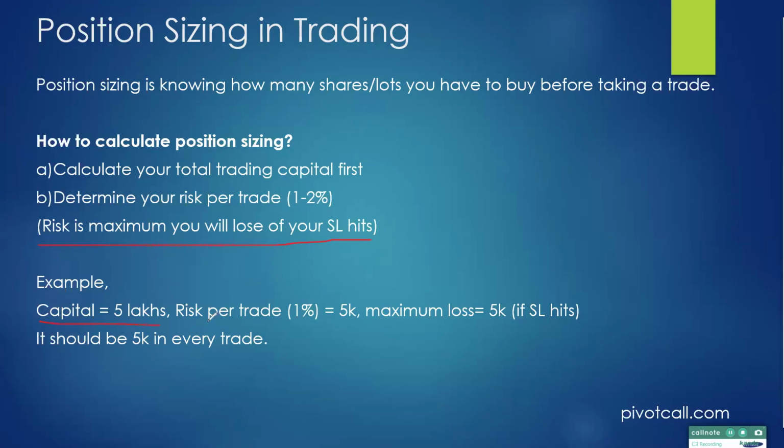If your capital is 5 lakh, risk per trade 1%, that is 5000 rupees, and the maximum loss should be 5000 if your stop loss hits. It should be 5000 in every trade. It should not be like one trade you lose 5000, another trade 10,000, another trade 8000. That is not how you have to manage your risk. If you have decided your capital and risk per trade, then your loss should never be more than 5,000 rupees. So this is the formula.